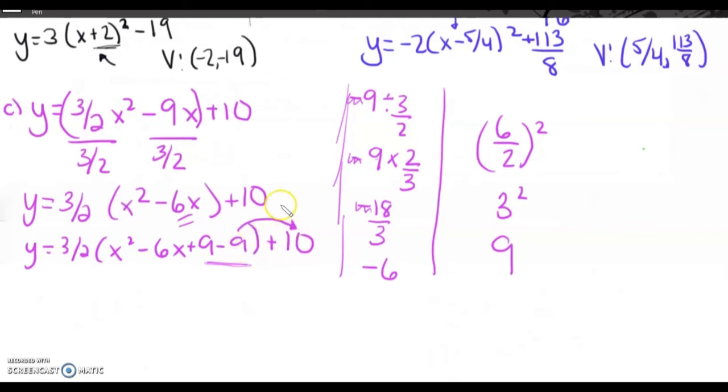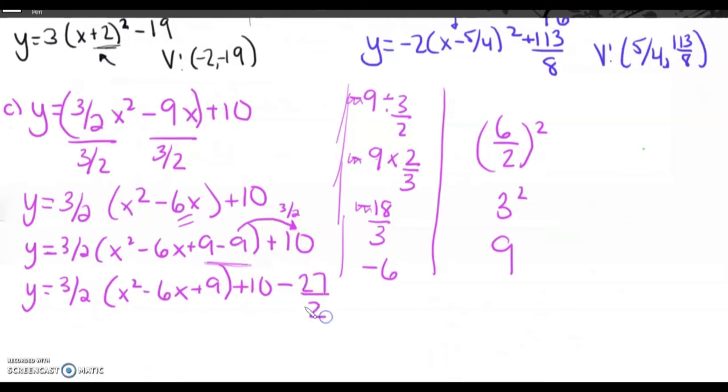This negative 9 we're going to bring outside of the bracket, multiplying it by that common factor. So we're left with a trinomial in the bracket, and then plus 10 minus 9 times 3 is 27 over 2. So the last step here is just to factor this. We know it's going to be a negative inside the bracket, so x minus, and whatever this number is is going to be squared because it's in vertex form. What two numbers multiply to 9 and add to 6? Well, 3 and 3.